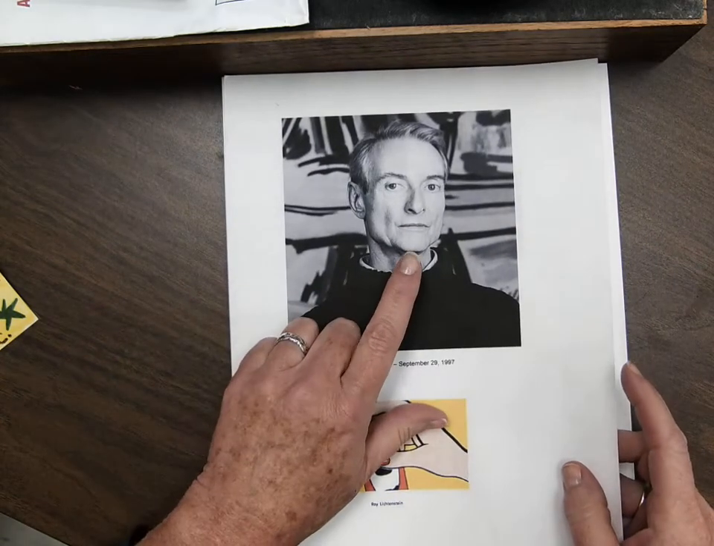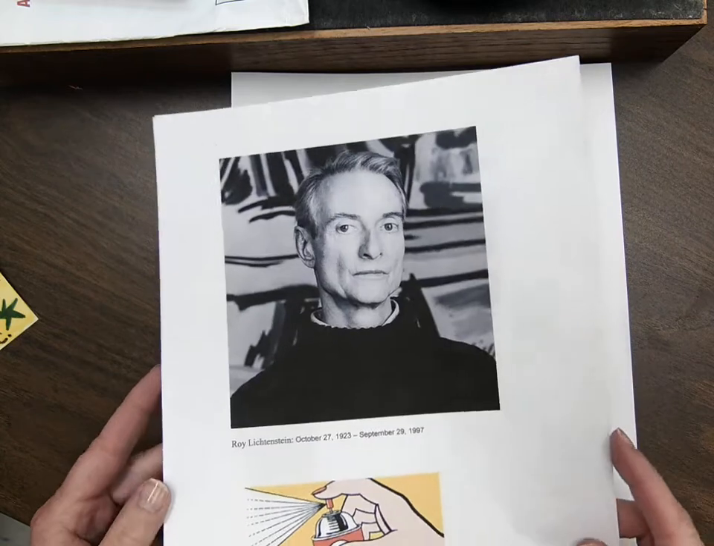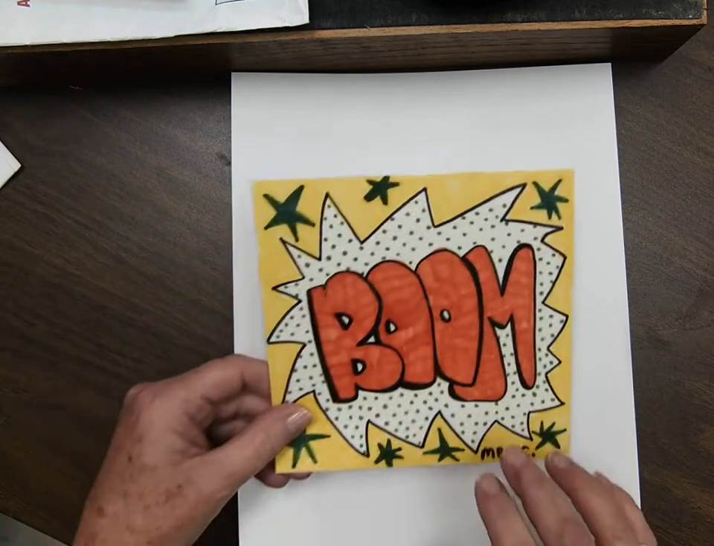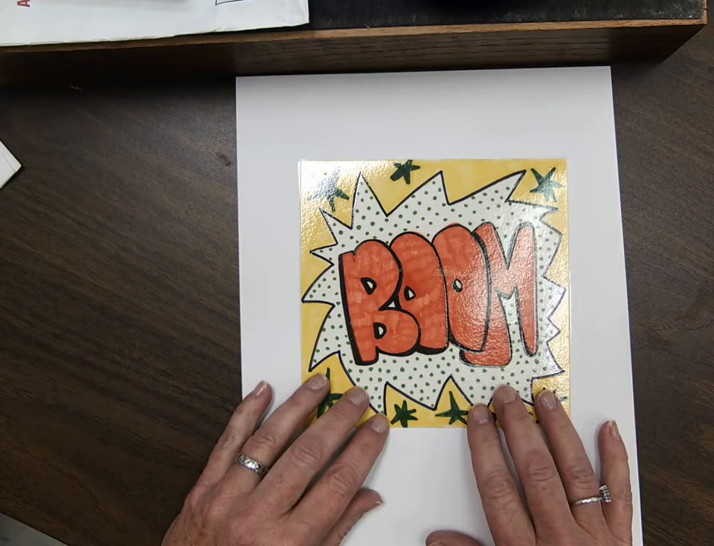So let's make a pop art onomatopoeia. Just to remind you, we're basing our pop art onomatopoeia on Roy Lichtenstein. He is the pop artist that would take images from comic books and cartoons, even the words, and turn them into very large pieces of art. So here's kind of an example of what yours might look like when it's done.